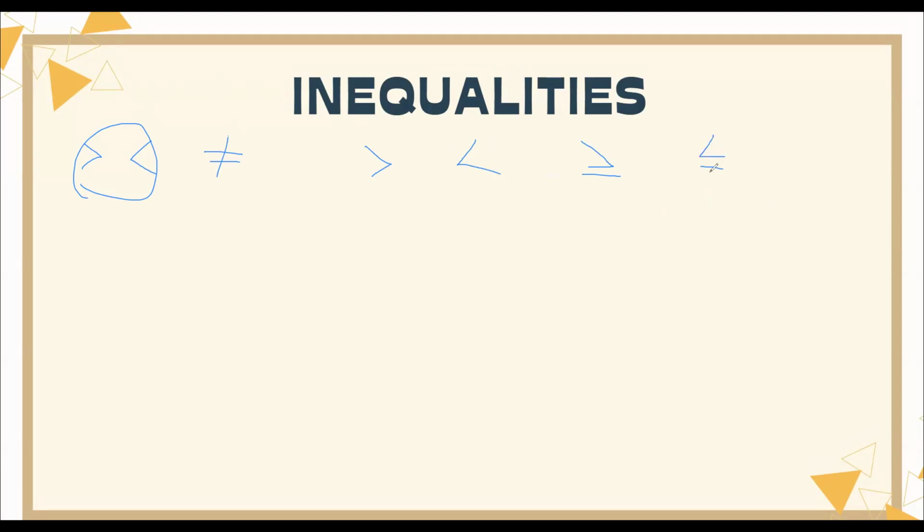So the mathematical definition of inequality is that it is a statement showing that two expressions are not equal. So yeah, basically what the name would suggest. So we have four properties for inequalities.